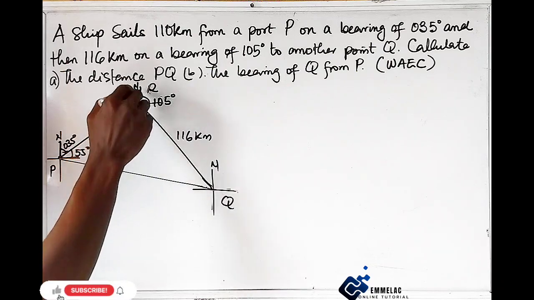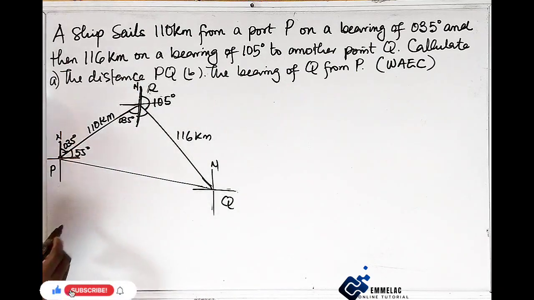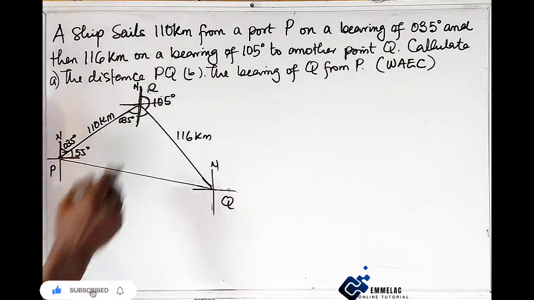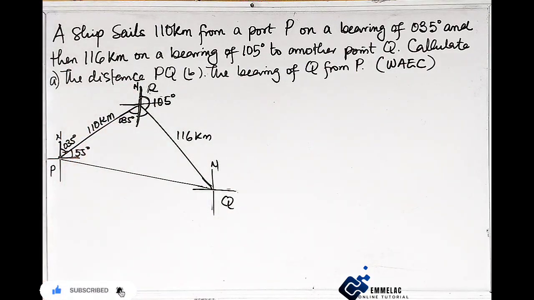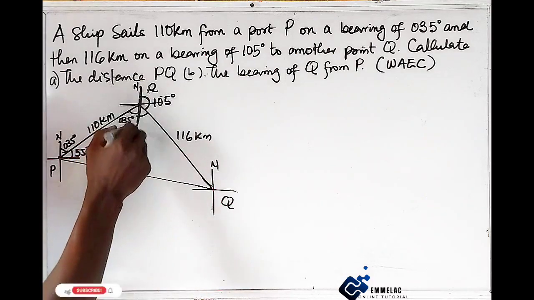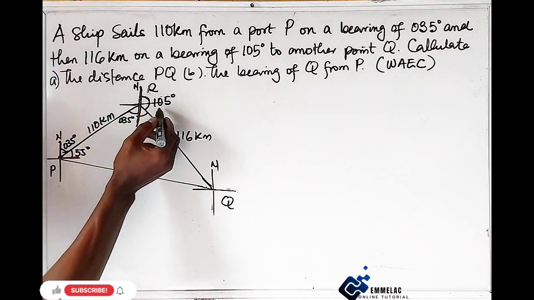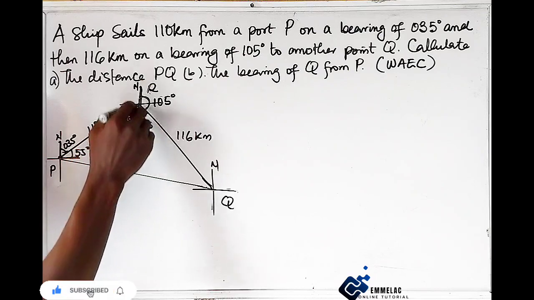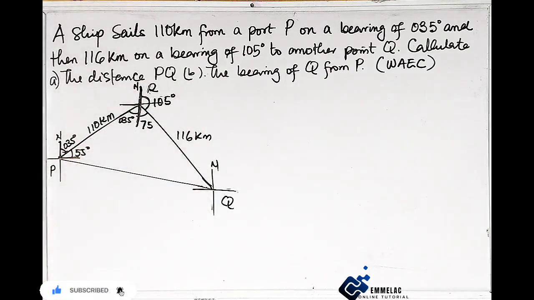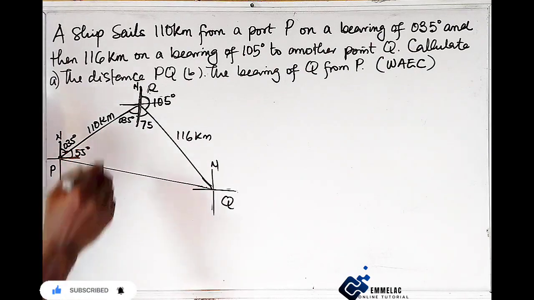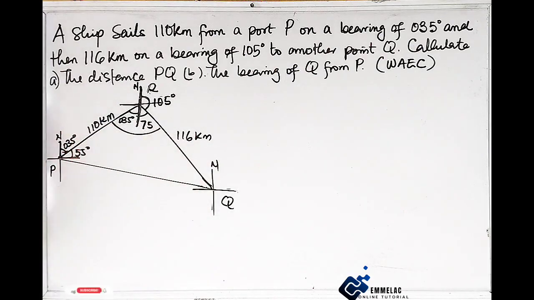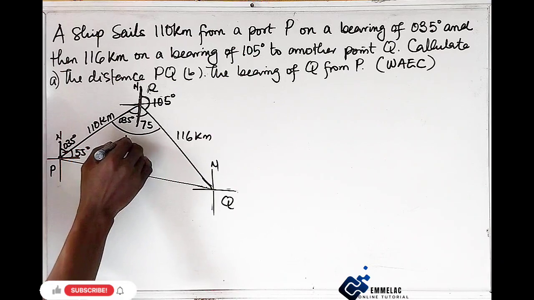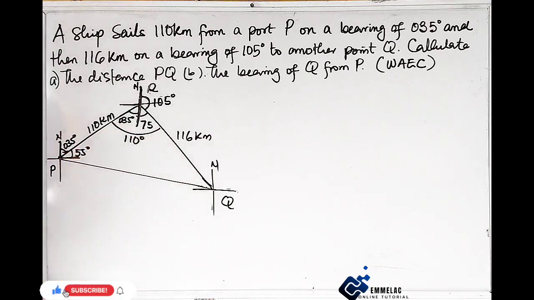Now look at this straight line here. From here to here is 105, so 180 minus 105, because part of that straight line is 105, so the remaining part here will give us 75. An angle on a straight line is 180. So the angle here will now give us 110, which is the angle at R.